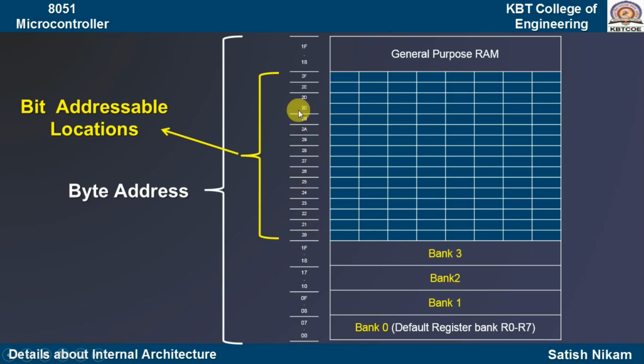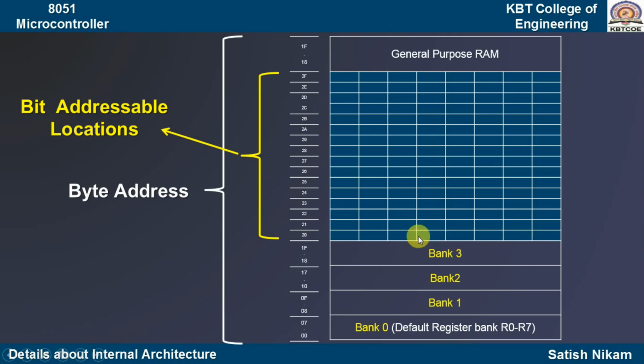And from 20 to 2F we have a total of 16 memory locations, and those 16 memory locations we call the bit addressable area. Now in every memory location, if we check memory location 20, definitely we have 8 bits, and these 8 bits also have their own address. This particular cell has address 00. The next cell has address 01.